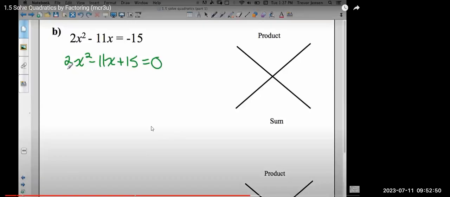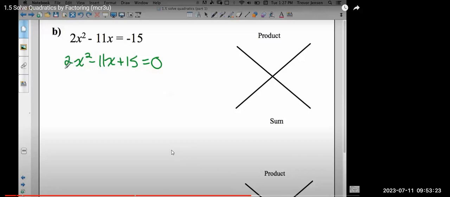Now I need to find two numbers with a product of, well, first of all, he's going to say, can you factor out the 2? You can't factor out the 2. 2 does not go into 11 or 15 evenly. So as a result, you're going to have to do factor by grouping. So are there even two numbers that multiply to give you 15, and then you add them together and get -11? Let's see what happens.